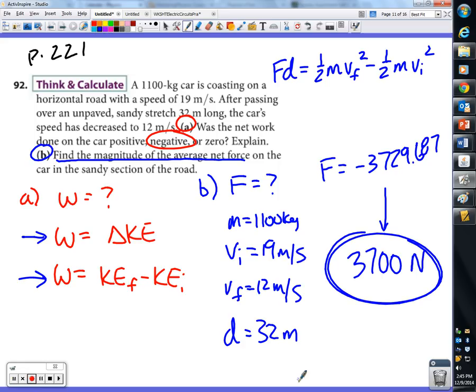No, because you're asking for the magnitude. Magnitude can never be negative, right? If you're asking for the magnitude of the force, you're really only asking for half of the force, because force requires magnitude and direction. You're really not asking for the whole thing. Does that make sense?